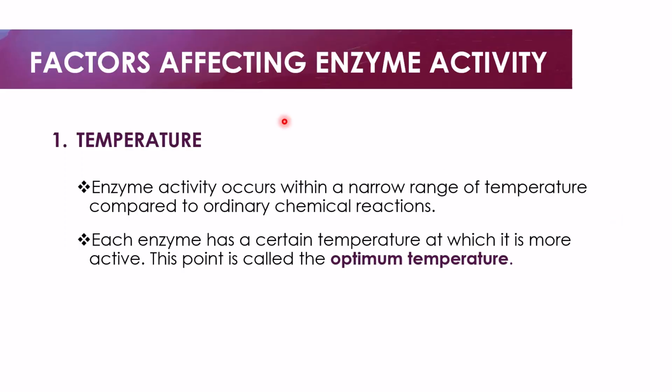Now, let's start by looking at some of the factors affecting enzyme activity. The first factor that we are going to look at is temperature. What we have to note is that enzyme activity occurs within a narrow range of temperature compared to an ordinary chemical reaction. Also, each enzyme has a certain temperature at which it is most active, and this temperature is called the optimum temperature.